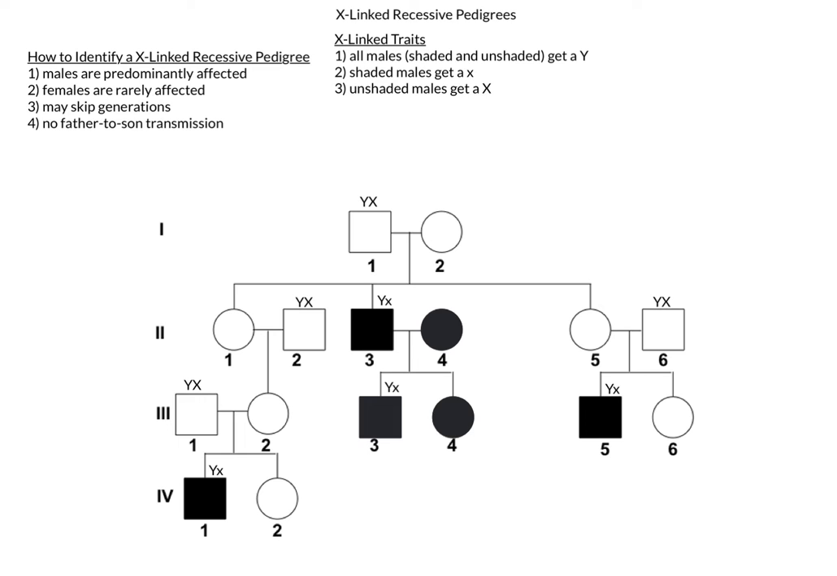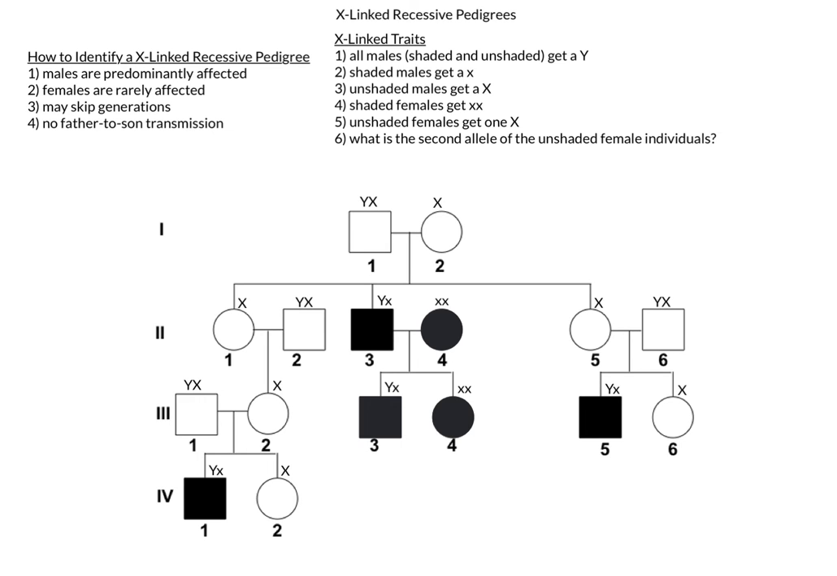Next, we would look for any females that have the trait. These would all need to be little x little x in order to have the trait. So they're also completed just with our known information. Next, we can give all the unshaded females one big X since they have to have at least one to not express the trait. And now we can go ahead and ask the question, what is the second allele for the unshaded female individuals? Let's start with individual 1-2.